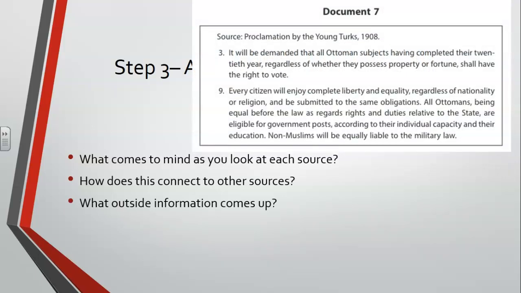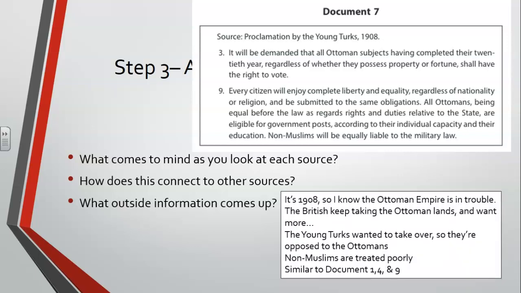Okay, so if we're looking right here at document 7, once again, we know that this comes out in 1908. So it's 1908 in the Ottoman Empire. We know at this time period, the Ottoman Empire is in trouble. Using our historical background, we know the Ottoman Empire is going to get involved in World War I, and that ultimately they're going to crumble as a result of the end of World War I. So we know that there is trouble going on in the Ottoman Empire.